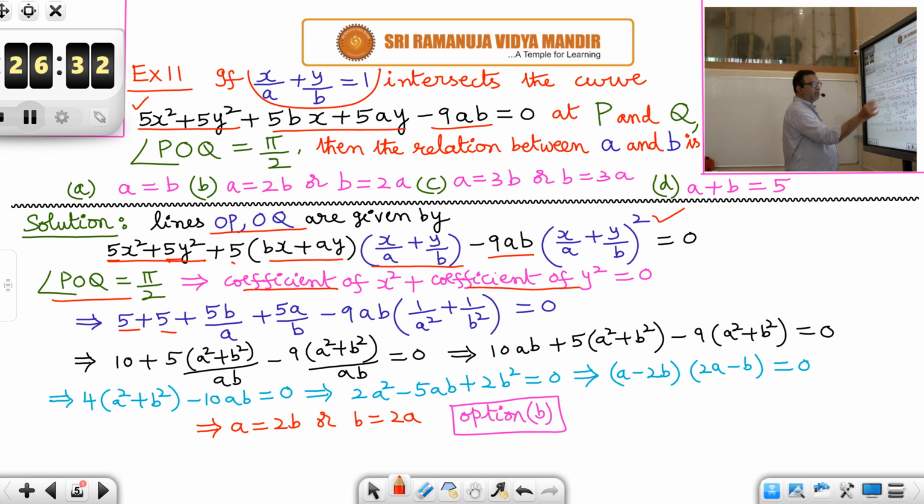So 5 plus 5. Next, here in this product, what is the coefficient of x square? 5b by a. Okay. What is the coefficient of y square in this product? 5a by b. Okay. Next, here minus 9ab into, in the bracket, what is the coefficient of x square? 1 by a square. In the bracket, what is the coefficient of y square? 1 by b square. So minus 9ab into (1 by a square plus 1 by b square). So 5 plus 5, 10.